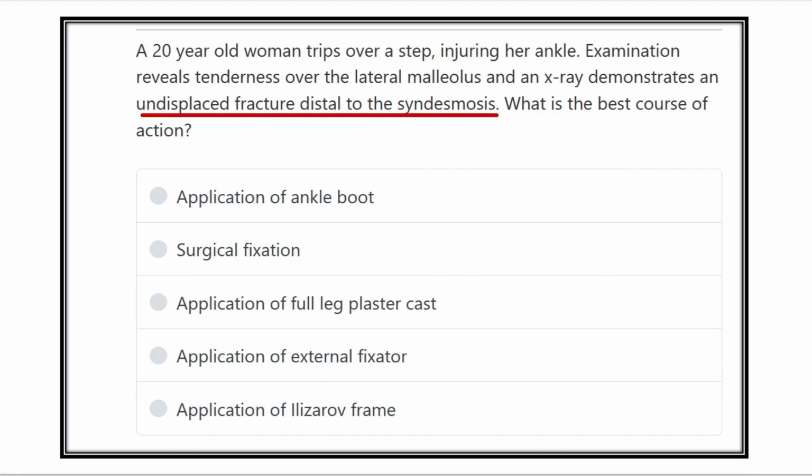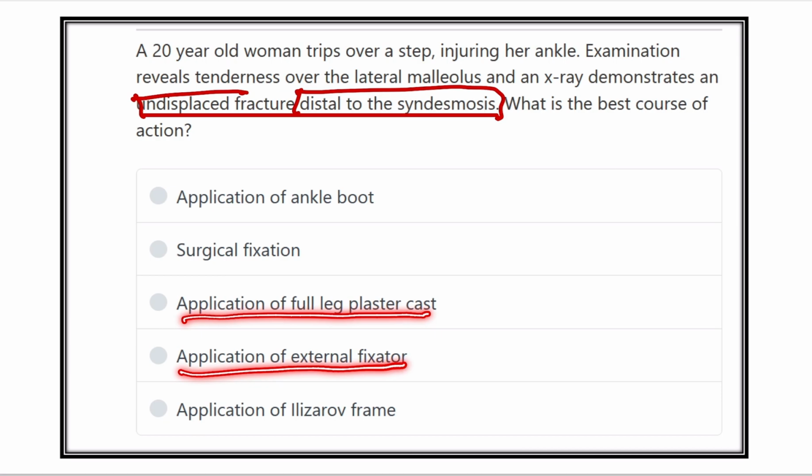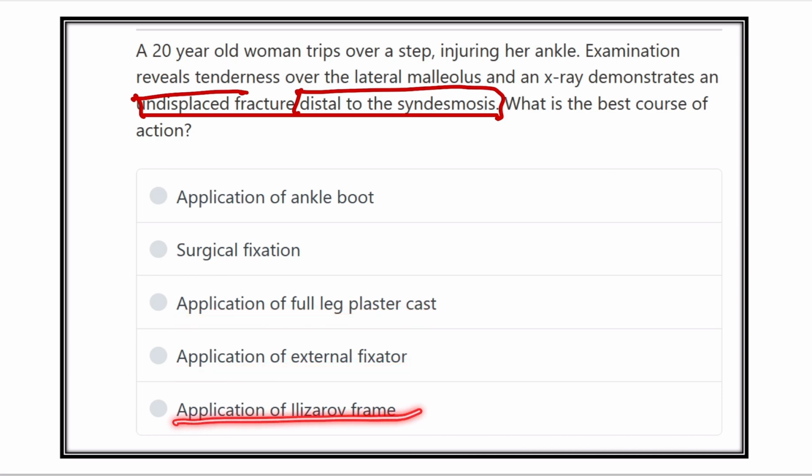Here, this is distal to the syndesmosis. There is an undisplaced fracture distal to the syndesmosis. Undisplaced means the fracture is usually good, and the healing rate will be improved. Here the options are the application of an ankle boot, surgical fixation, application of a full leg plaster cast, application of an external fixator, application of an Ilizarov frame.